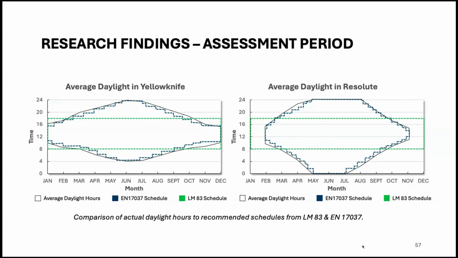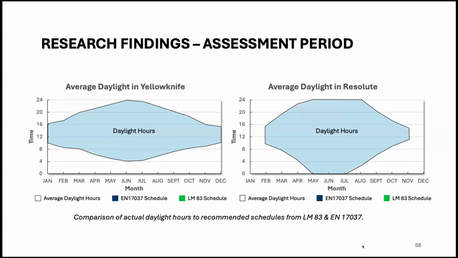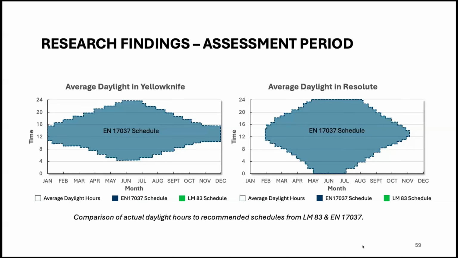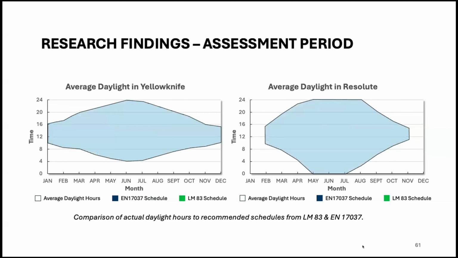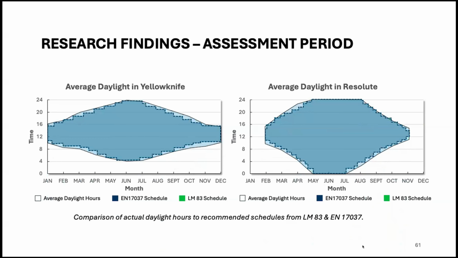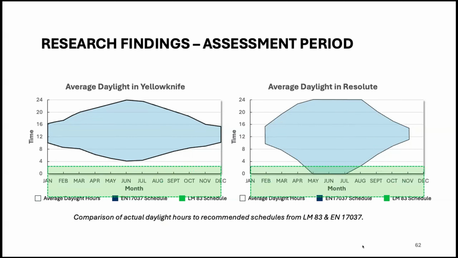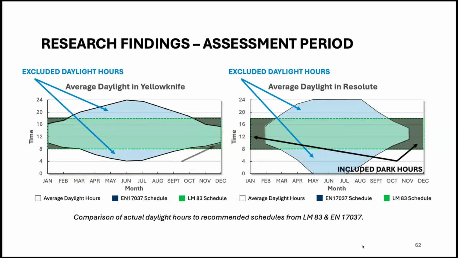So the evaluation yielded 4 key sets of findings. The first set of findings focuses on the metrics schedule. The 2 tables on the slide compare the average daylight hours available in more extreme climates like Yellowknife and Resolute with the assessment schedules recommended by EN 17037 and LM83. It's clear from this comparison that EN 17037 offers a more realistic and adaptable schedule, aligning more closely with the actual daylight experience in the climates, whereas LM83 excludes a lot of daylight hours and includes a lot more dark hours in its analysis period.